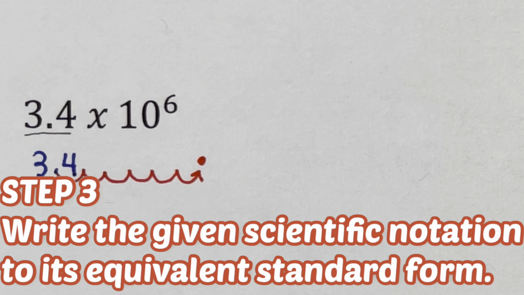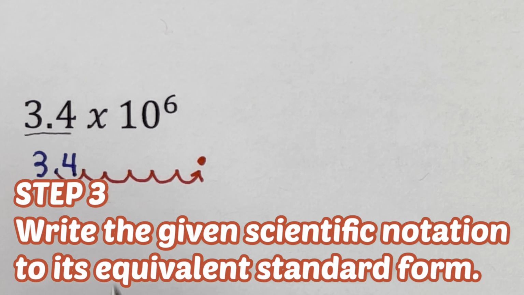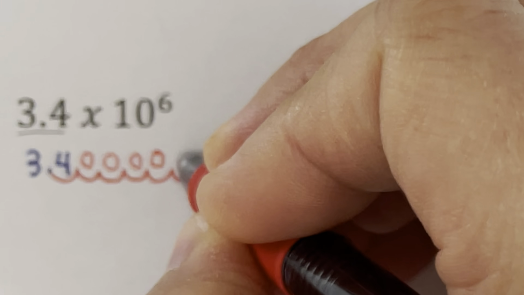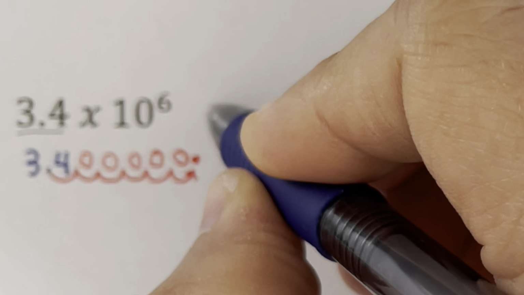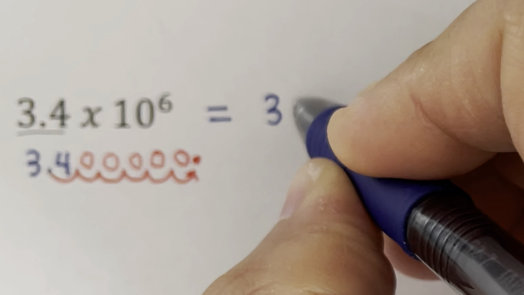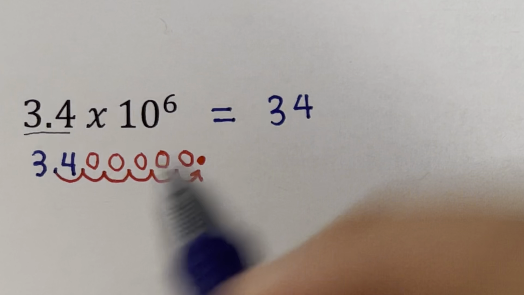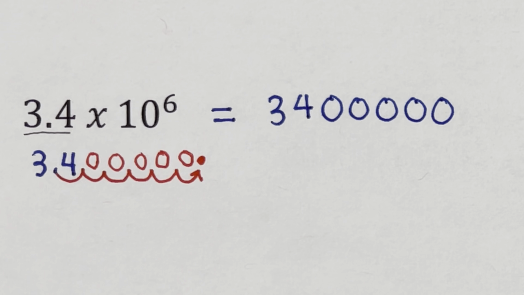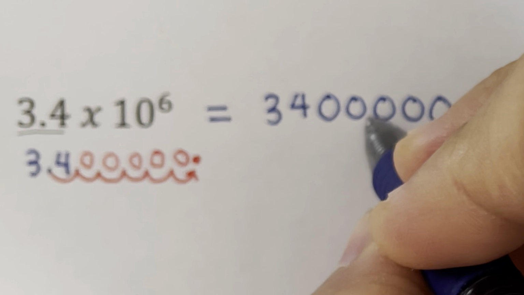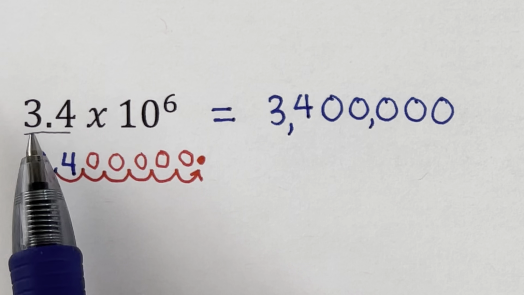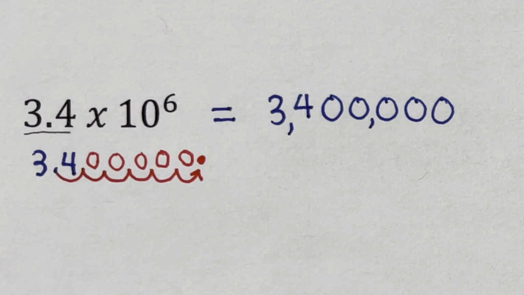The third step is to write the given scientific notation as its equivalent standard form. So we're gonna add zeros in between this dot and this digit right here. We can go ahead and say that the standard form for this scientific notation is this one right here. So that is 3, 4, and then we're gonna add 5 zeros. So that's 1, 2, 3, 4, 5. So we can go ahead and say that 3,400,000 is the equivalent value for 3.4 times 10 to the 6.